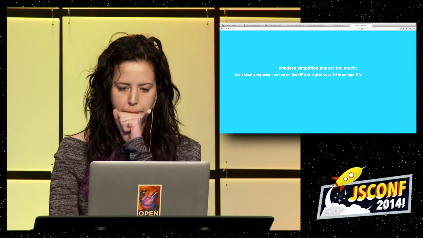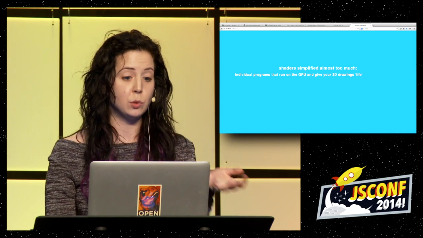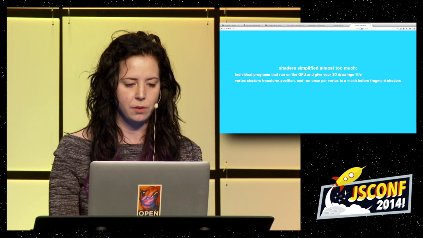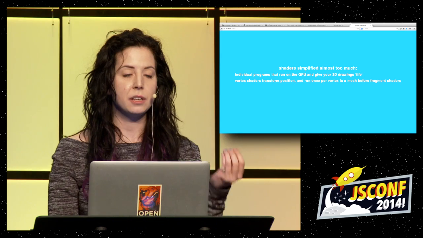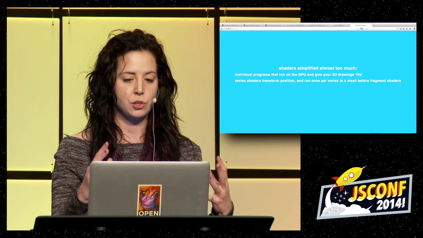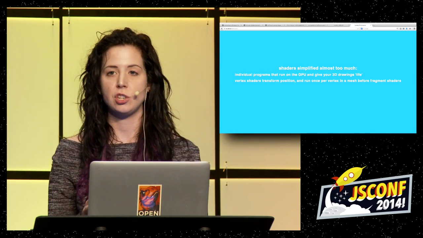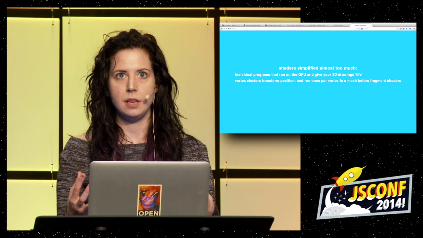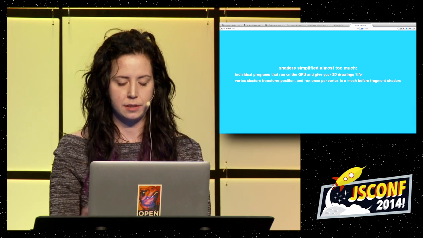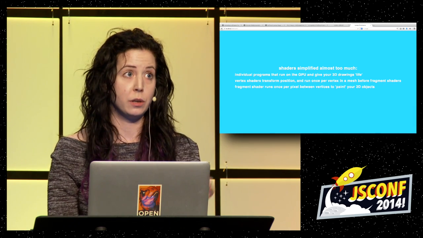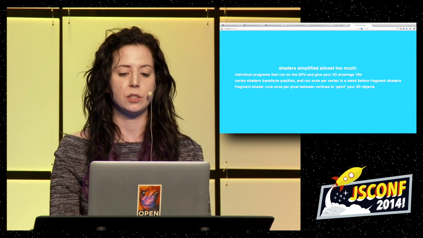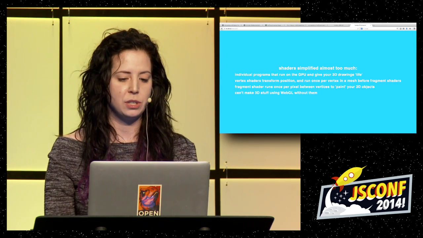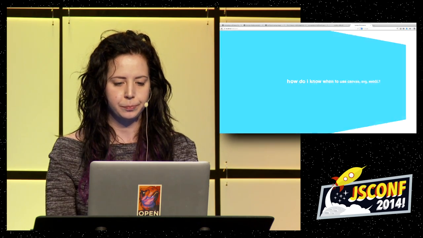So shaders, simplified almost too much, are basically individual programs that run on the GPU and give your 3D drawings life. And what I mean by that, very simply, we've got two kinds. Vertex shaders transform position. They run once per vertex in a mesh before these other things called fragment shaders. And a mesh you can think of as a bunch of connected vertices. Fragment shaders run once per pixel between vertices to essentially paint your 3D objects. You can't make 3D stuff with WebGL without using shaders.